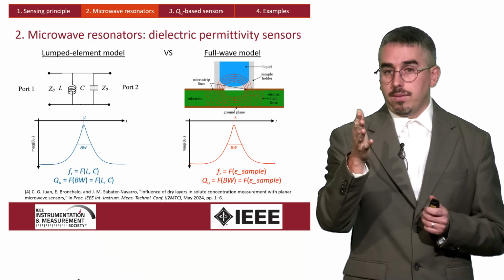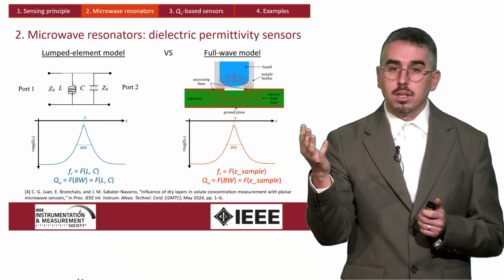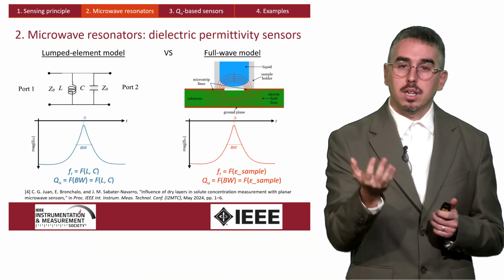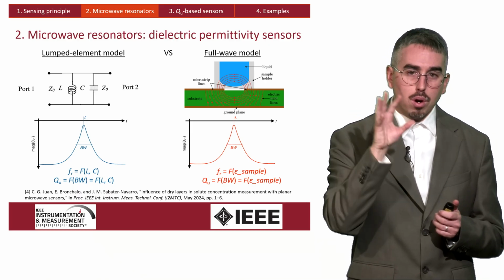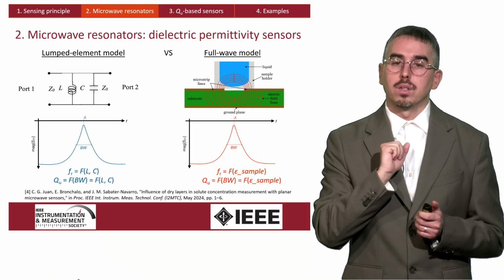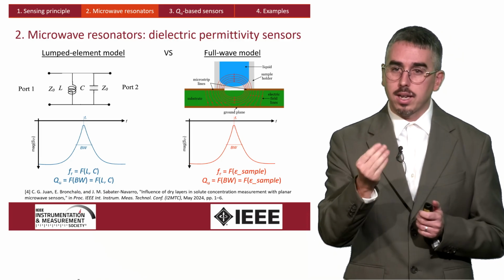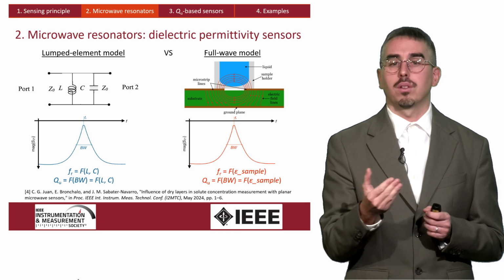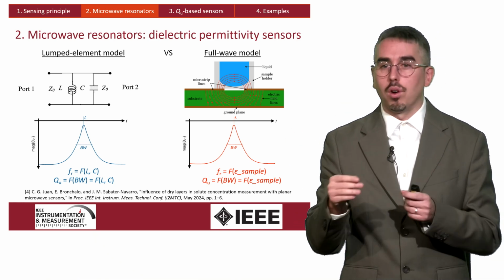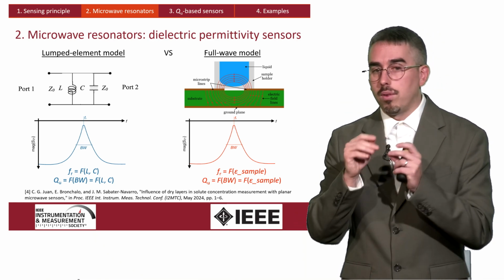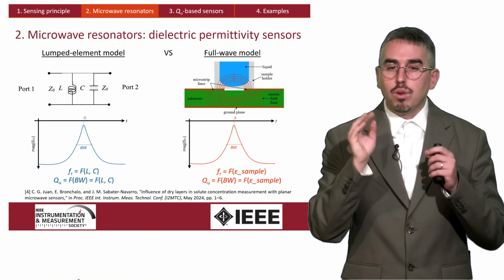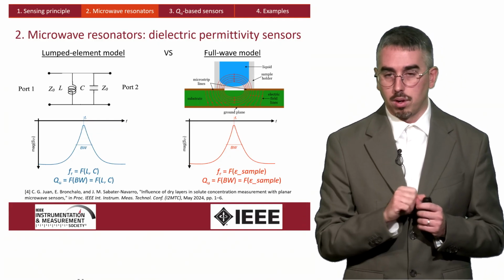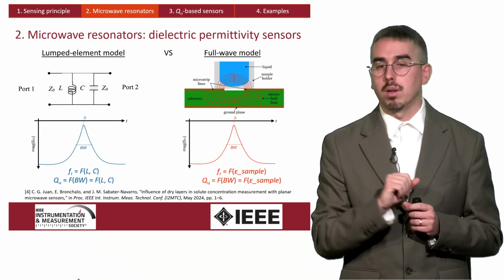As the electric field travels through the liquid, the transmission parameter of the sensor will be affected by the properties of the liquid. This means that the final indicators from the response of the sensor, the resonance frequency and the quality factor, will no longer be a function of a certain capacitance or inductance, but a function of the permittivity of the sample, of the properties of the sample.